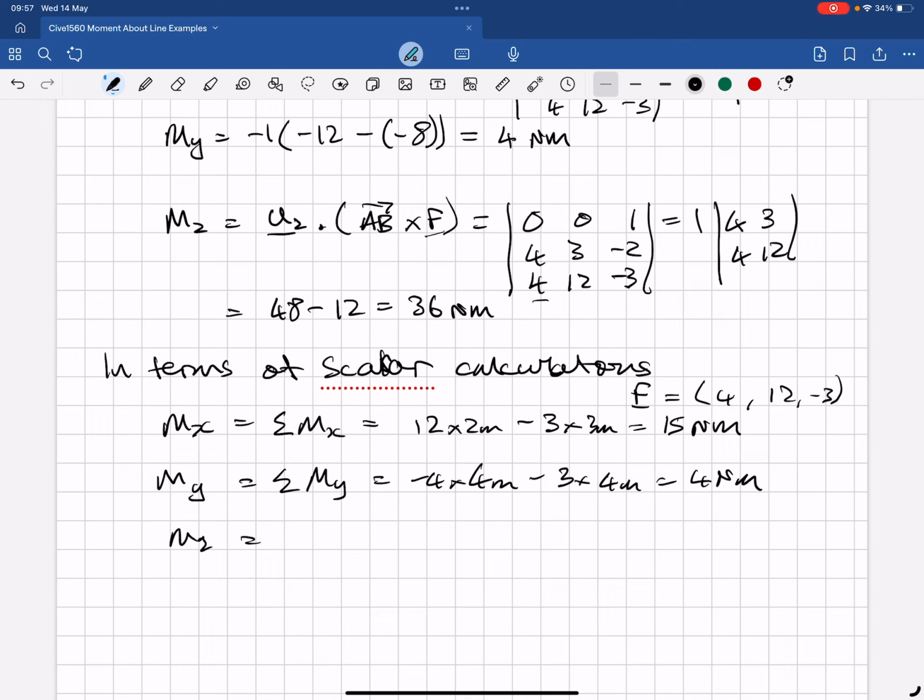Mz is equal to the sum of the Mz's, which equals 4 times 3 meters minus 12 times, so that's plus 12 times 4 meters, which comes to 36 Newton meters. So these are all the same, 36, 36, 4, 4, and the 15 was on the sheet before.